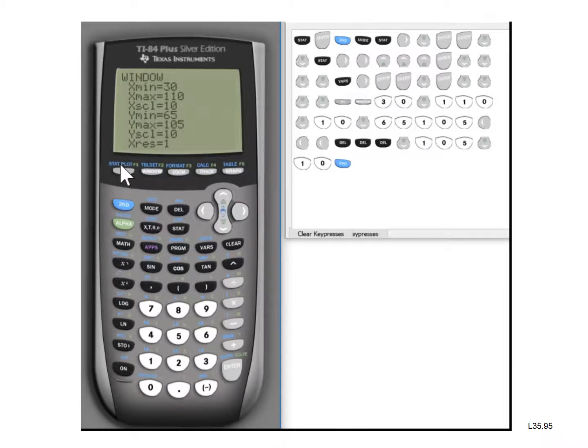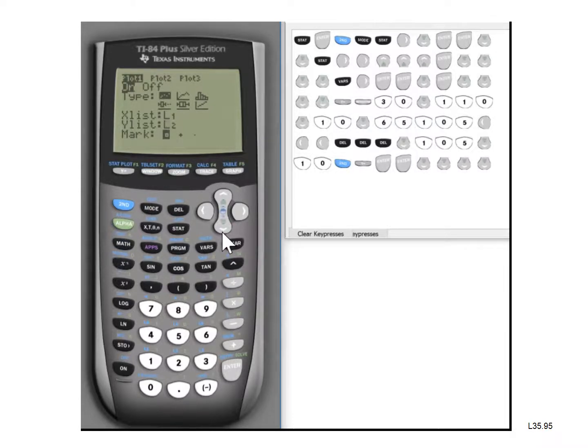So I'm going to do second, and you see stat plot up there above Y equals. Plot 1 I'm going to turn on. So I hit enter while it's flashing on. That is a scatter plot. X's are in L1, Y's are in L2, and I want the little boxes. So now we're ready to graph. There's the scatter plot. There's the line.